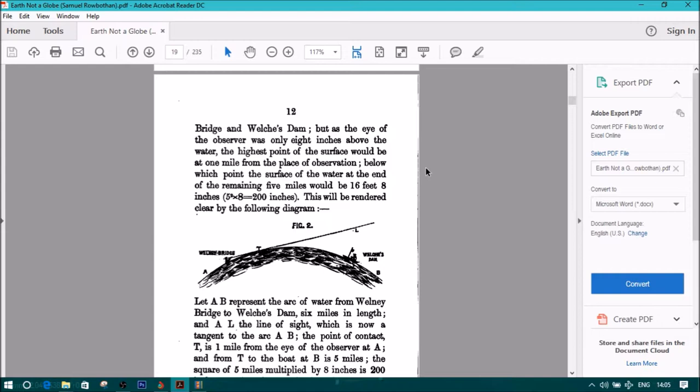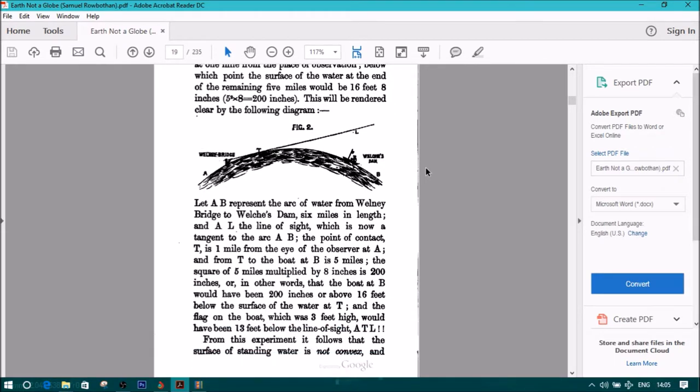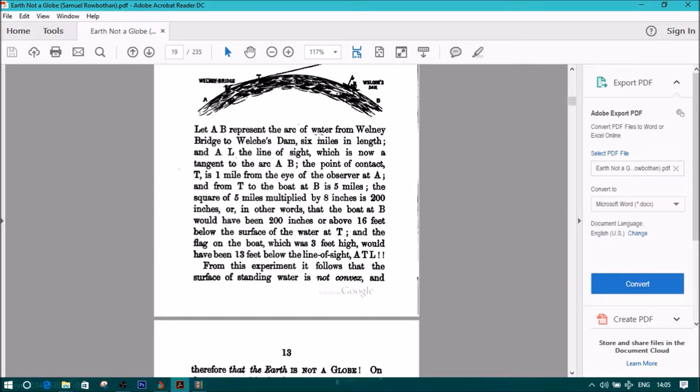5 squared times 8 equals 200 inches. This will be rendered clear by the following diagram. Let AB represent the arc of water from Welney Bridge to Welch's Dam, 6 miles in length, and AL the line of sight, which is now a tangent to the arc AB. The point of contact, T, is 1 mile from the eye of the observer at A, and from T to the boat at B is 5 miles.